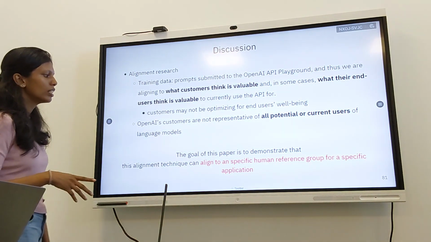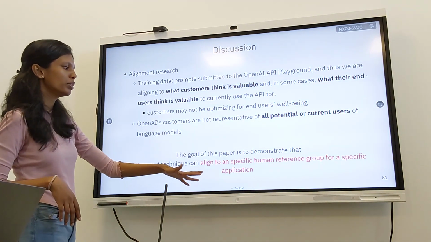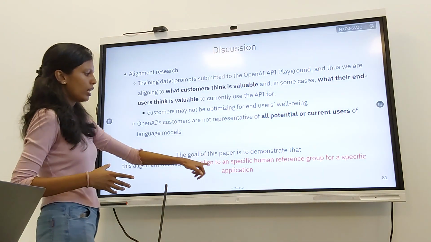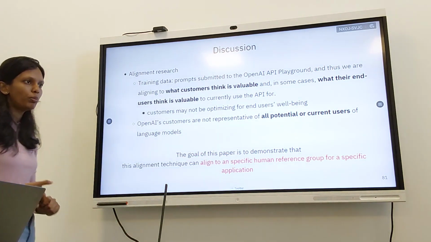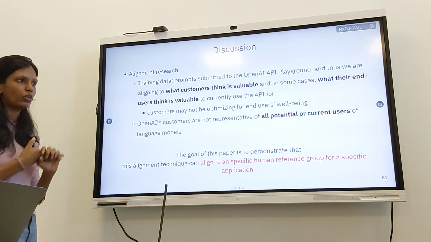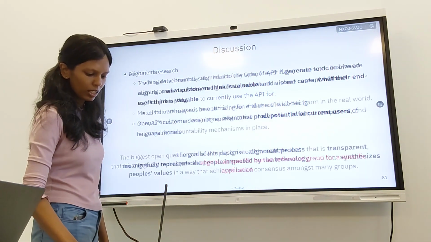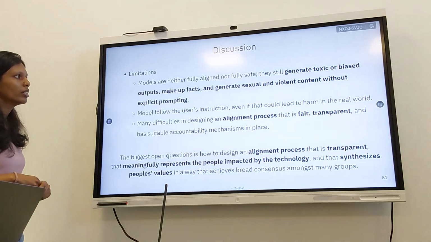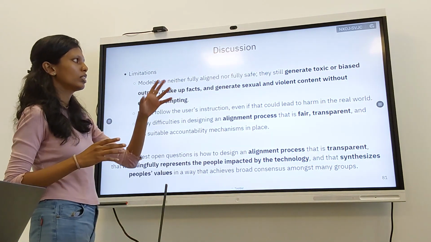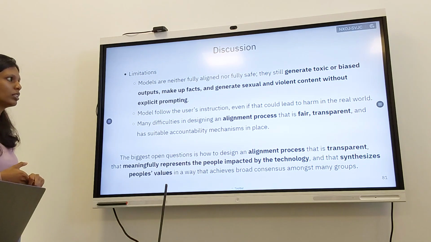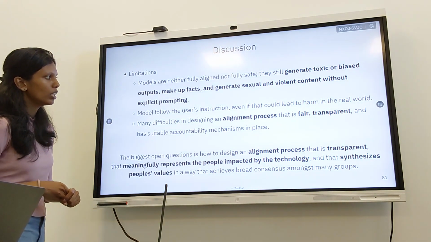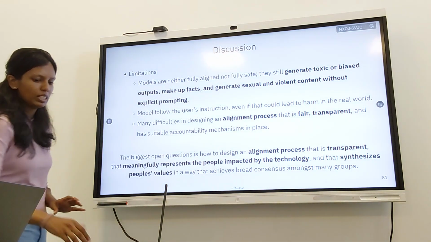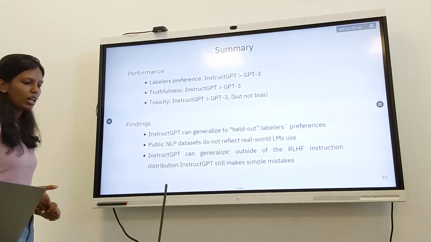In the end, they mentioned that the goal of the paper is to demonstrate that this alignment technique can align to a specific human reference group for a specific application. So that's what is important here. And also they have given some limitations as well. As I explained earlier, the toxic or biased behavior is not that much improved. And also the alignment process should be more fair and transparent. So those are some limitations.